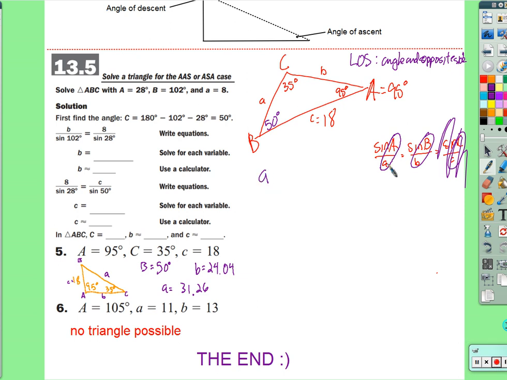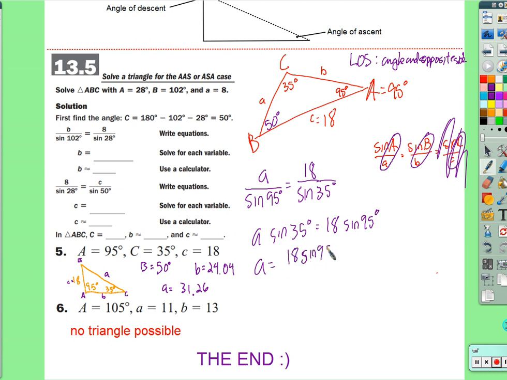Sine of A over a equals sine of B over b, or a over sine of A equals b over sine of B. I like to put the fractions over so that the variable I'm solving for is in the numerator. So a over the sine of 95 equals c, that's 18, over the sine of C, that's 35. How do we get a by itself? Cross multiply: a times the sine of 35 equals 18 times the sine of 95. Divide by the sine of 35, so a equals 18 times the sine of 95 over the sine of 35. Then we'll have a.